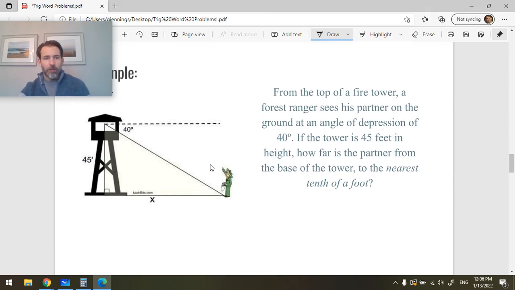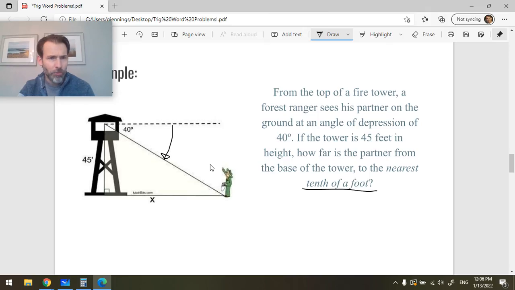Now, here is another question where we are up a fire tower and we look out along the flat, and then we look down here. On the top of a fire tower, a forest ranger sees his partner on the ground at an angle of depression of 40 degrees. Okay, if the tower is a known height, and when he's up there, he can very easily measure these angles or guesstimate them. And we want to know how far away his partner is to the nearest tenth of a foot.